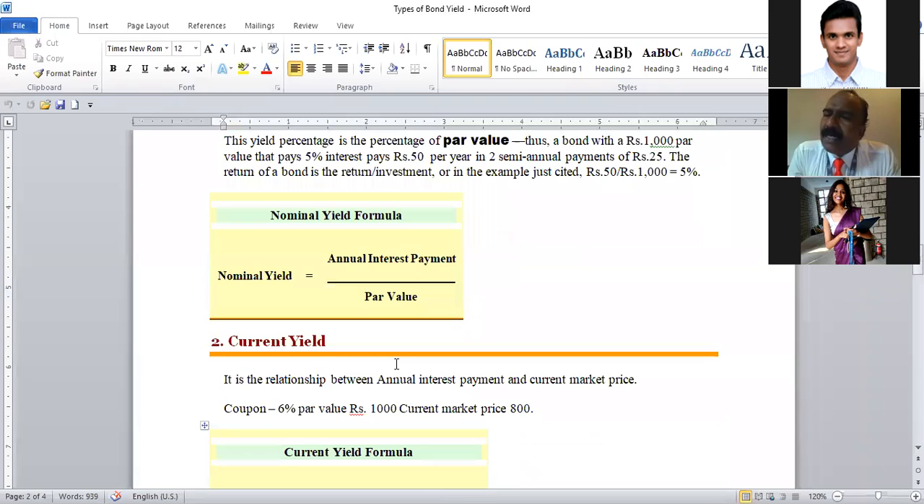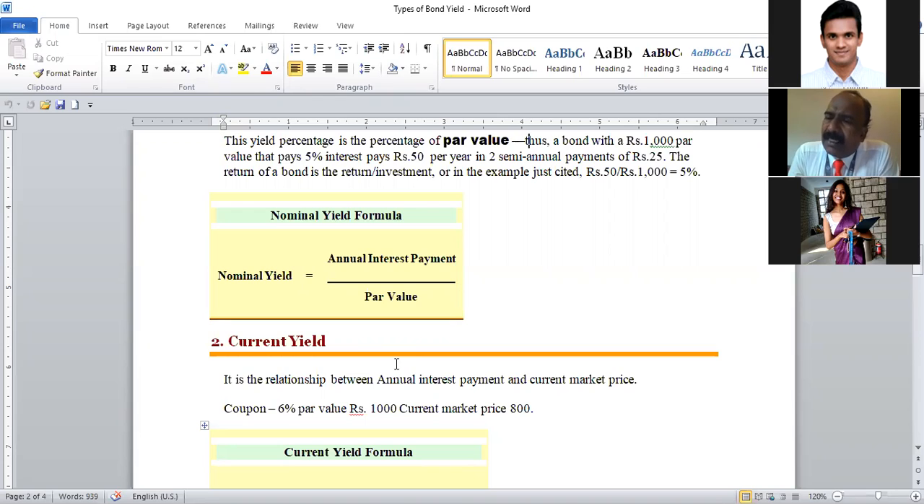Okay, so the current market price, as we have seen, depends on the yield, depends on the rate of interest. As we have seen in the previous lecture, the yield, the rate of interest, the rate of return, and the bond price are inversely related. So, for example, the required rate of return is say 8%, so the price is say 800.